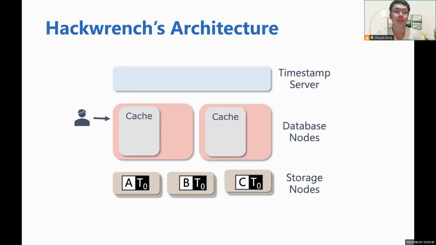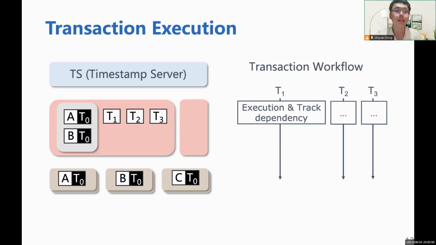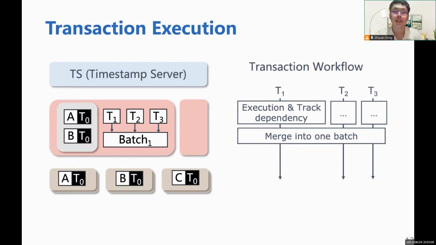HighCrunch consists of a timestamp server, a set of database nodes, and replicated storage. Clients directly send transaction requests to the database nodes. The database nodes first execute each transaction individually. At the same time, they also track the operations' dependencies for re-execution. After enough transactions finish execution, they are merged into one batch with a total order.